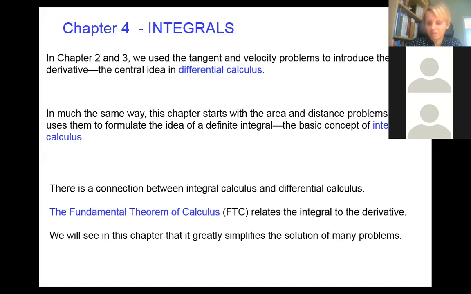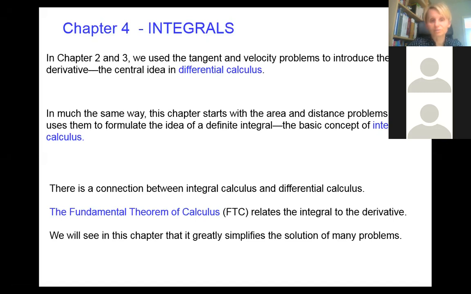Okay, let's start. This is week 12, and we're starting a new chapter and a new part of calculus, which we will call integral calculus. I will just cover the first section, 4.1, because it's chapter 4.